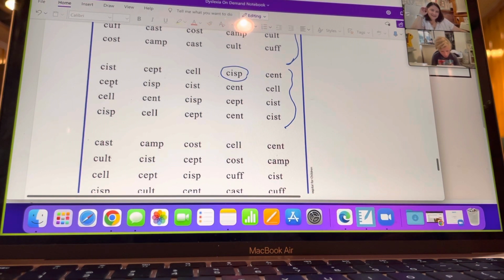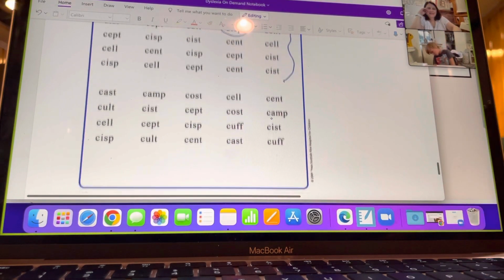Scent, cyst, cell, sept, zis, cyst, scent, cell, sept, good.